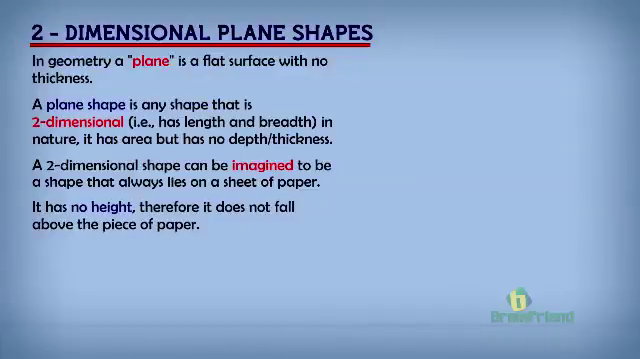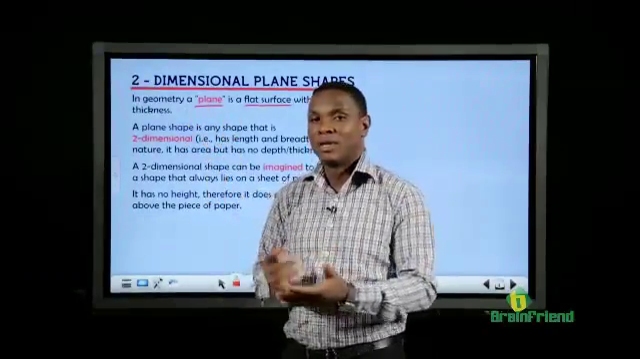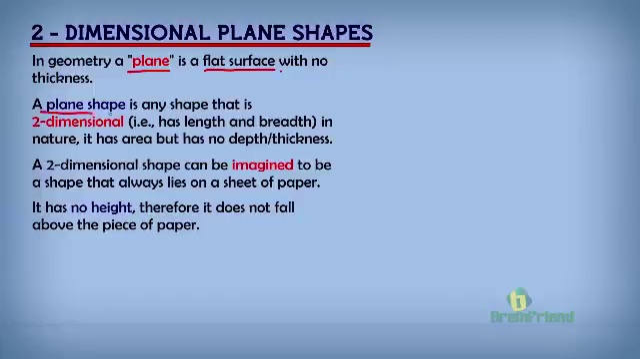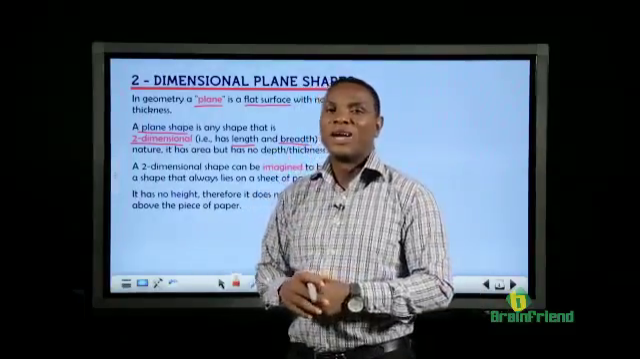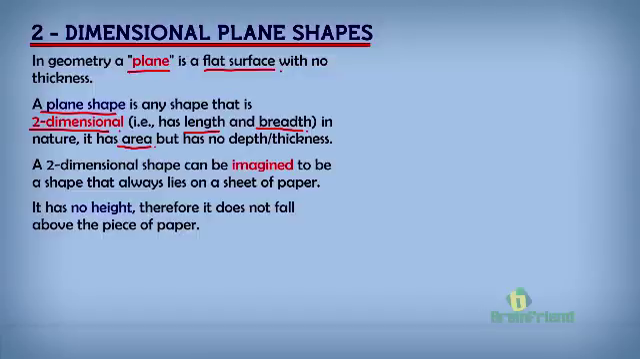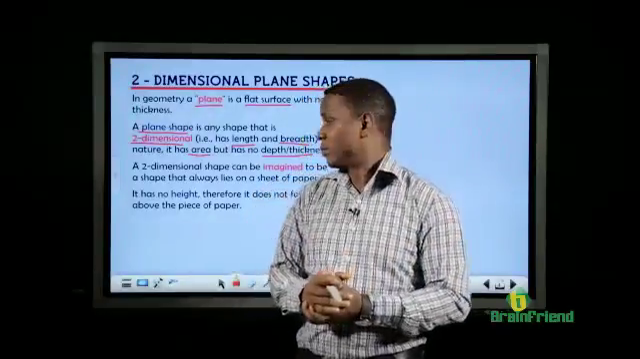Let's go on. Now, in geometry, as we have learned, a plane is a flat surface. Remember, we just talked about that. That has no thickness. It has two dimensions, which is the length and the breadth, but has no thickness. It lies on a flat surface. A plane shape, therefore, is any shape, as you can imagine, that is two-dimensional. It has length and breadth. Because it has length and breadth, we can calculate the surface within such shapes to get an area. But since it has no depth and thickness, we can't calculate volumes for such plane shapes.